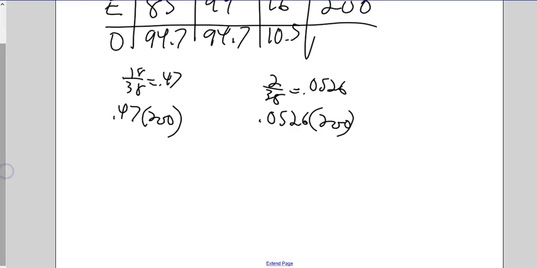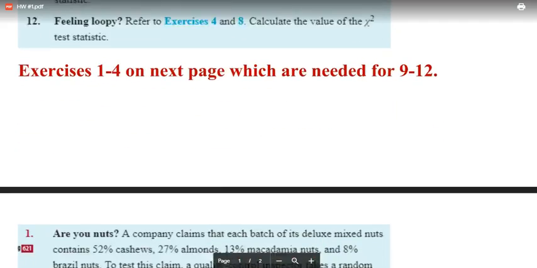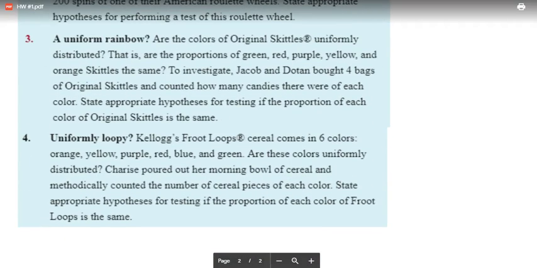And real quick, I'm going to give you 2 little hints on numbers 3 and 4. Like I said, it's going to be really close. On 3, it says the colors of the original Skittles are uniformly distributed. There's 4 bags. An investigator bought 4 bags of original Skittles and counted how many there were. And then number 4, you're talking about Kellogg's Fruit Loops, and there are 6 colors.